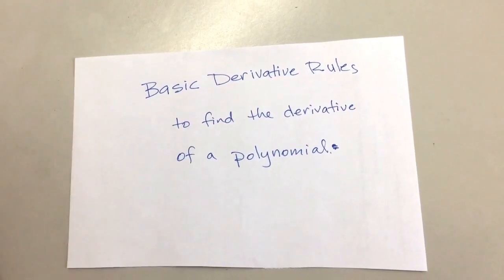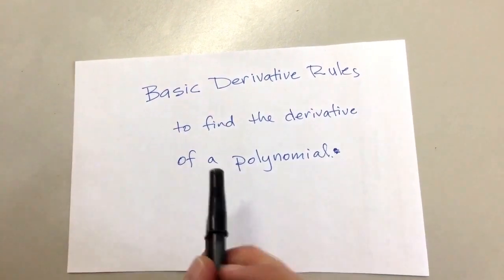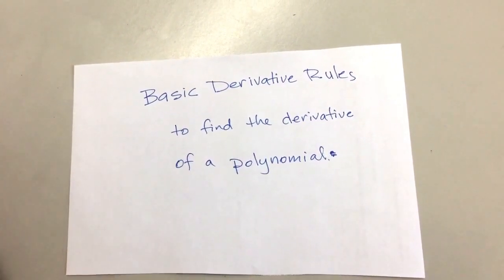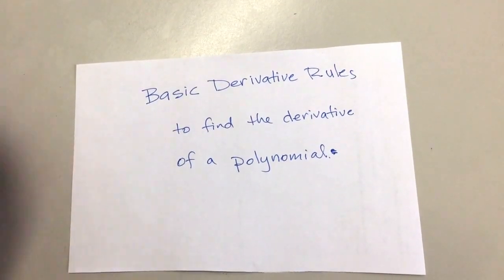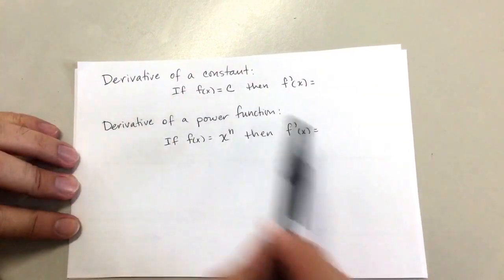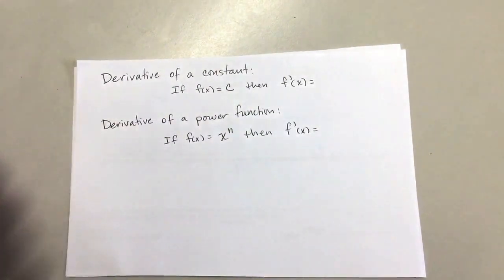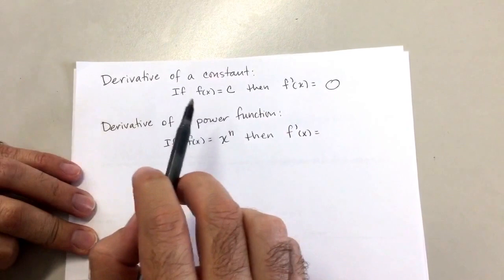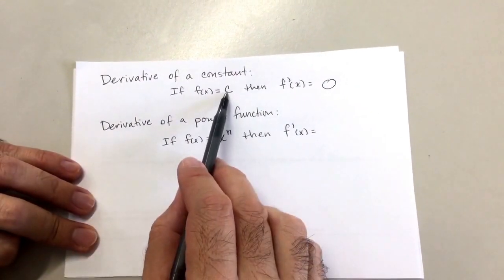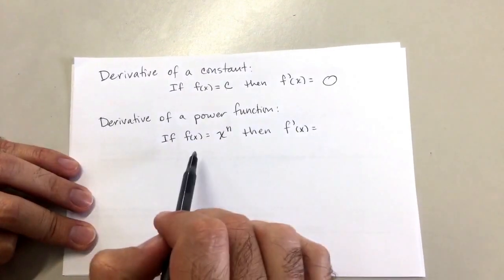Hi, these will be our basic derivative rules to find the derivative of a polynomial. So we're going to see the basic rules. We have first the derivative of a constant. If f of x is a constant, just a number, the derivative is 0. The derivative is the instantaneous rate of change. A constant function does not change, therefore its derivative is 0.